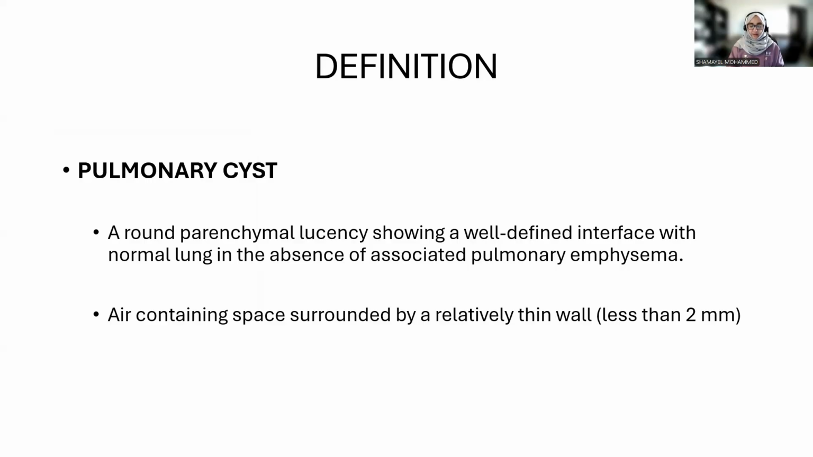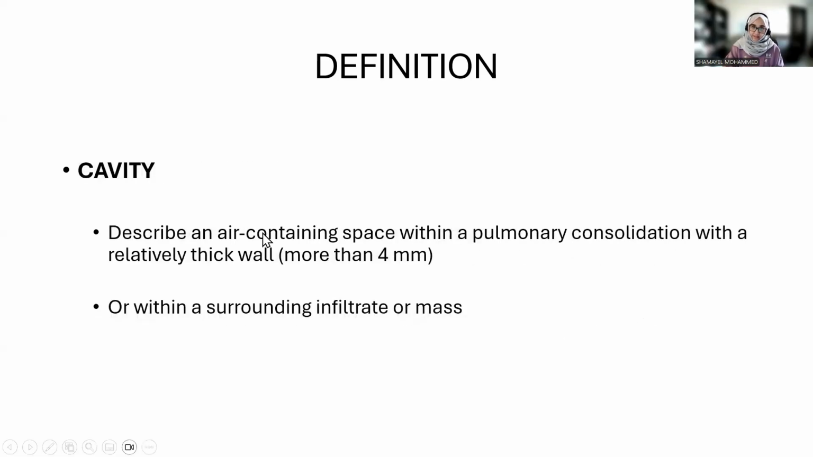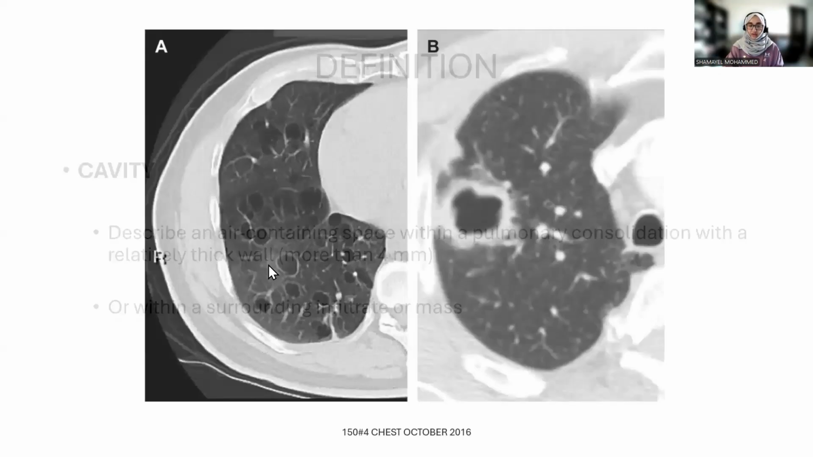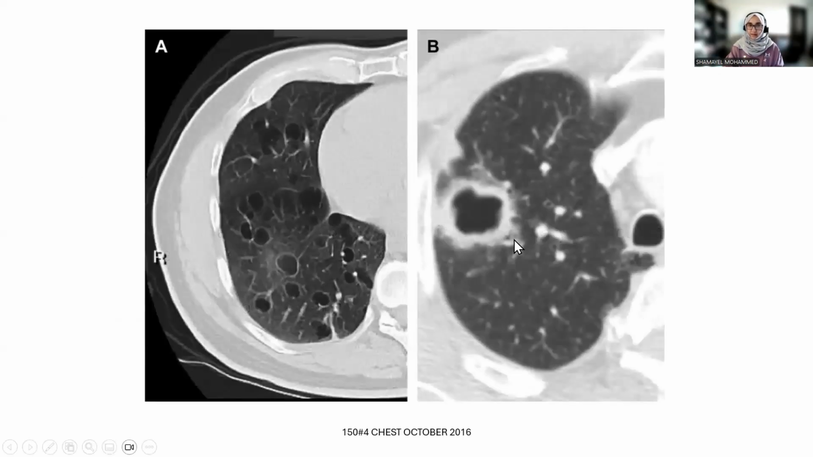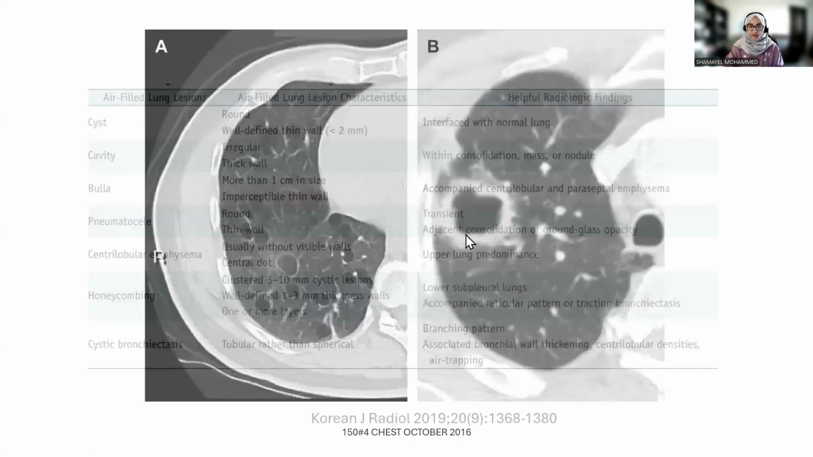These are round parenchymal lucencies showing a well-defined interface with normal lung in the absence of emphysema. There are air-containing spaces surrounded by a thin wall. Usually the walls are less than 2 millimeters, up to 4 millimeters. The cavity, in comparison, is described as an air-containing space with a pulmonary consolidation and a relatively thick wall of more than 4 millimeters. It's usually surrounded by a mass effect or some kind of consolidation. So this is a cyst, and this is a cavity with thick wall.